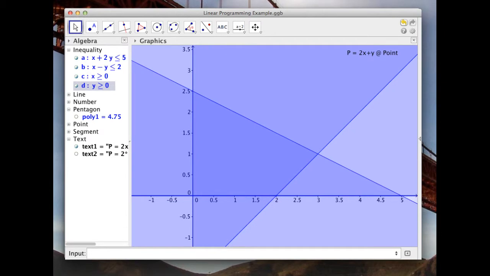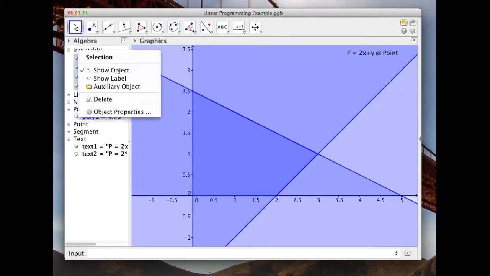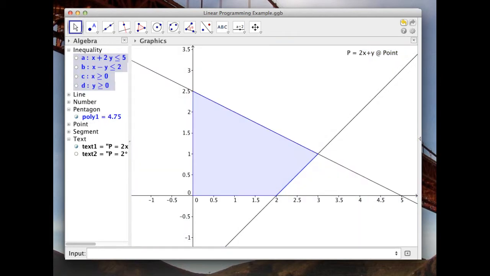So what I'm going to do is turn off some of the shading. I'm going to just graph the lines, and I'm also going to create a polygon out of it and turn off these inequalities, so I don't want to see them anymore. Okay, so this is my feasible region, and what I'm going to do is locate the corners of it. So I need to solve a bunch of systems, which I would do by hand if I wasn't using the computer, but I'm using the computer, so I've already done it. If I show the objects, I get a point here at (0, 2.5), at (3, 1), at (2, 0), and at (0, 0). So those are the corners.